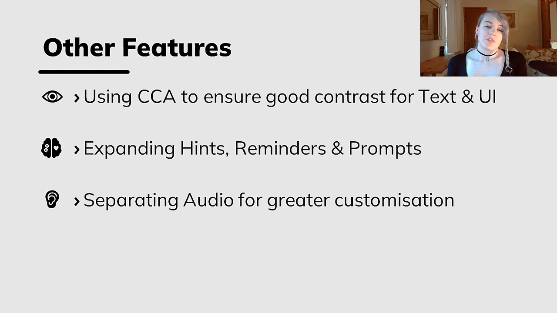A few other features that we made sure to implement were things like using a color contrast analyzer to ensure that there was good contrast for text and UI icons. This was a case of going through various screens and checking worst case background value versus worst case text value and seeing, okay, is this passing all of the contrast checks? Does it need to be changed?